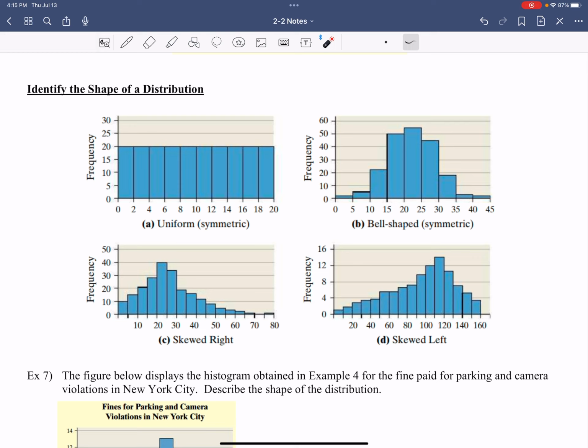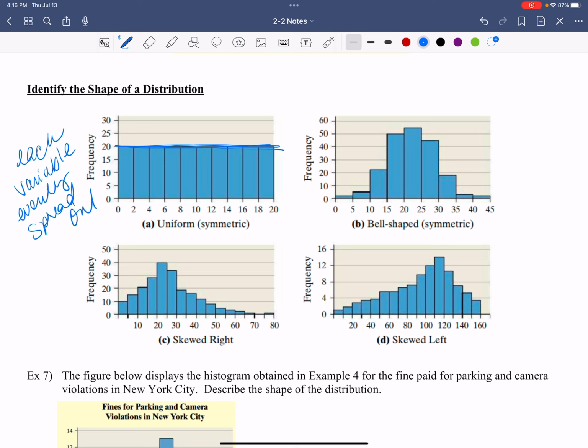So if I have uniform shape, each variable is evenly spread out. It's exactly across the top. Notice how it's all lined up across the top here. Each variable is evenly spread out. Straight across the top. Uniform. It's all together. That's a uniform distribution.